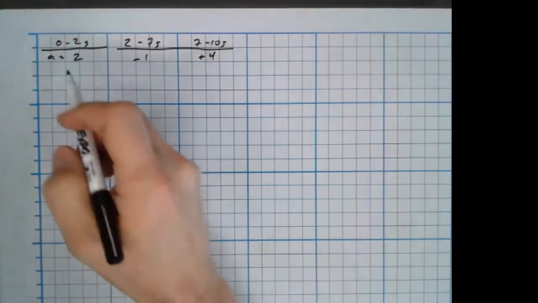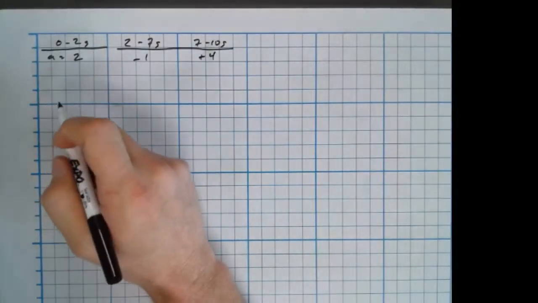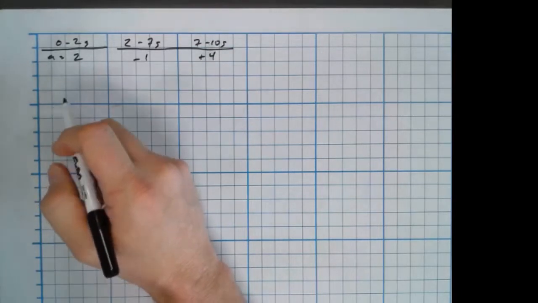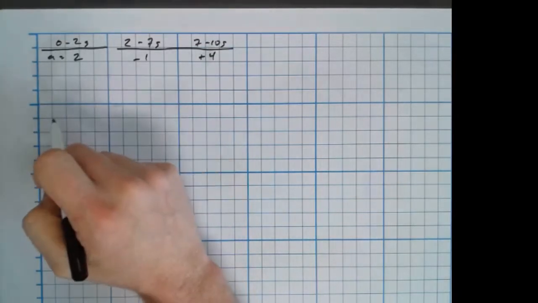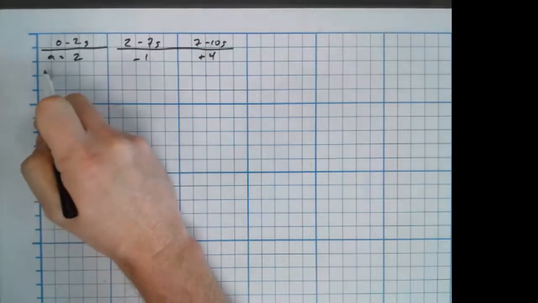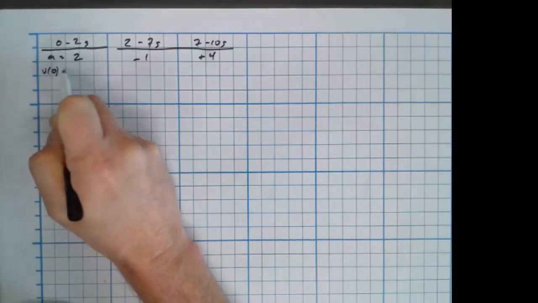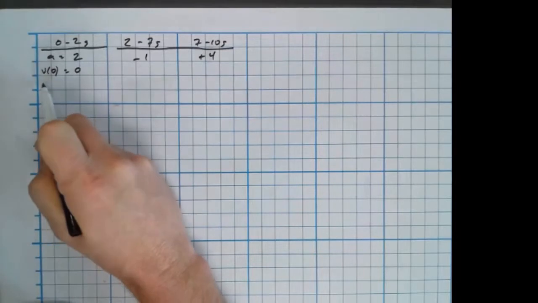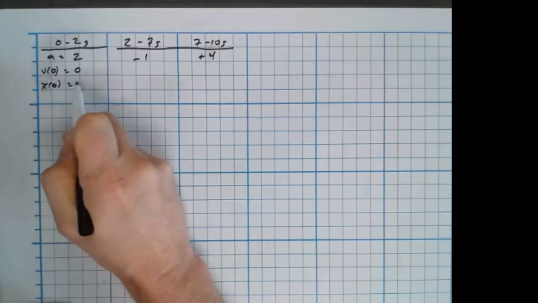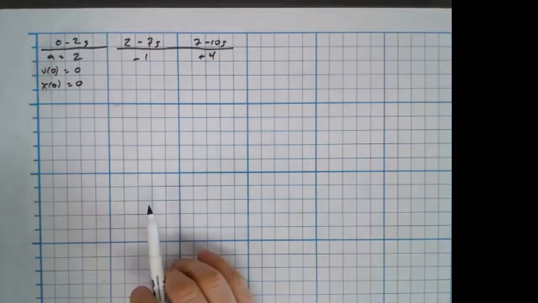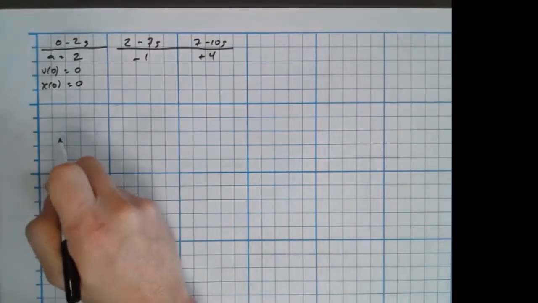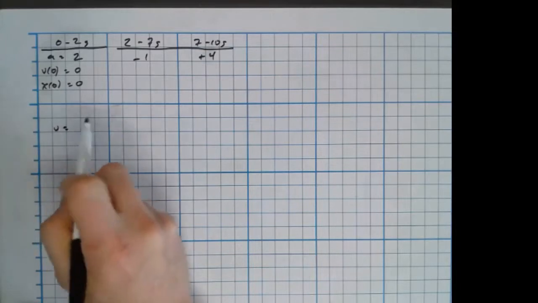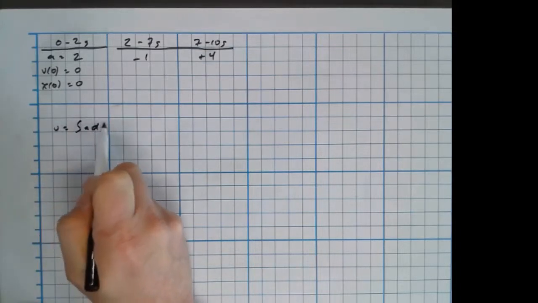And we're going to figure out velocities and position functions that go along with all that data. So I'm going to fill in these answers as I get them over here. So the starting velocity at time 0 here was 0, and the starting position at time 0 is also 0. So I know that the acceleration is 2, and I know that the velocity is the integral of that acceleration.